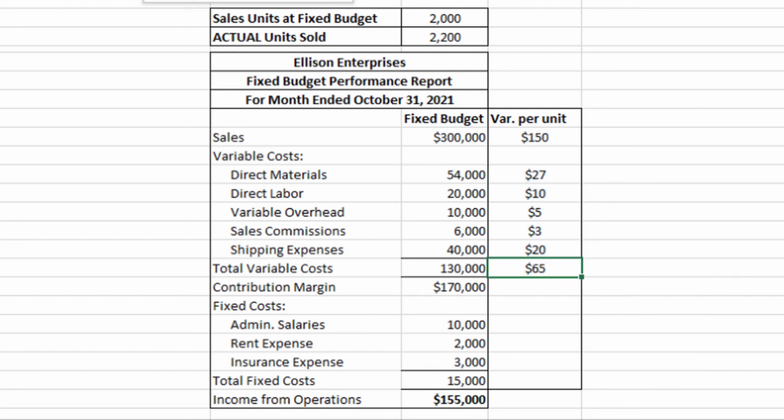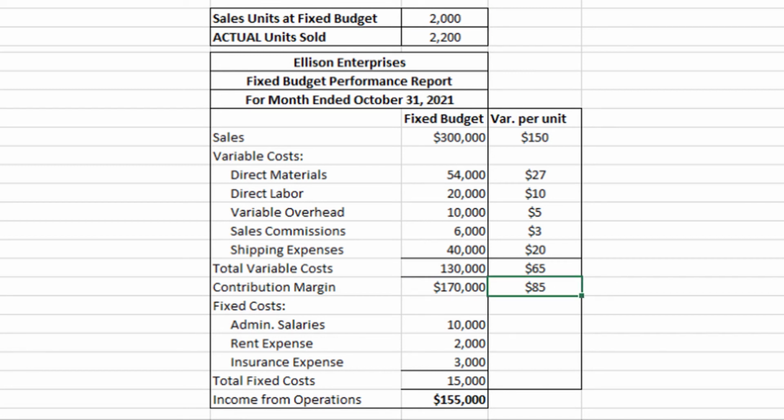You could also get $65 by taking the total variable cost in the fixed budget of $130,000 and dividing by 2,000. The contribution margin per unit is the sales price per unit of $150 minus the total variable cost per unit of $65, which equals $85. Again, if you wanted to, you could take the $170,000 of total contribution margin and divide by the 2,000 units to get the $85 that we just got.